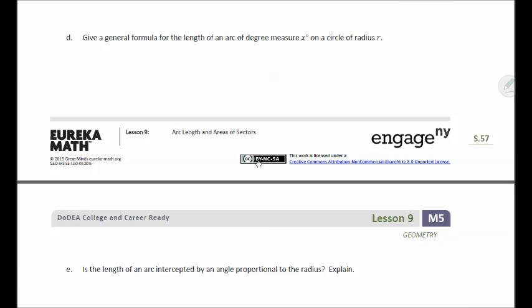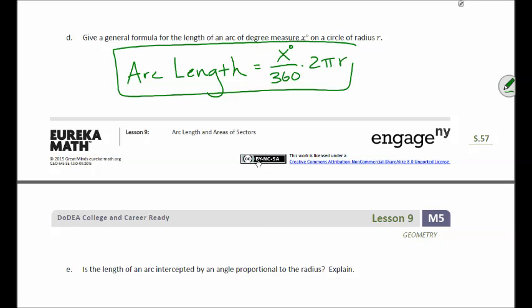D says, give a general formula for the length of an arc measuring x degrees on a circle of radius r. So the general formula is arc length is equal to x degrees divided by 360, because this is the fraction of the circle we want to find, times the circumference of a circle, which is 2 pi r. And that's the general formula.